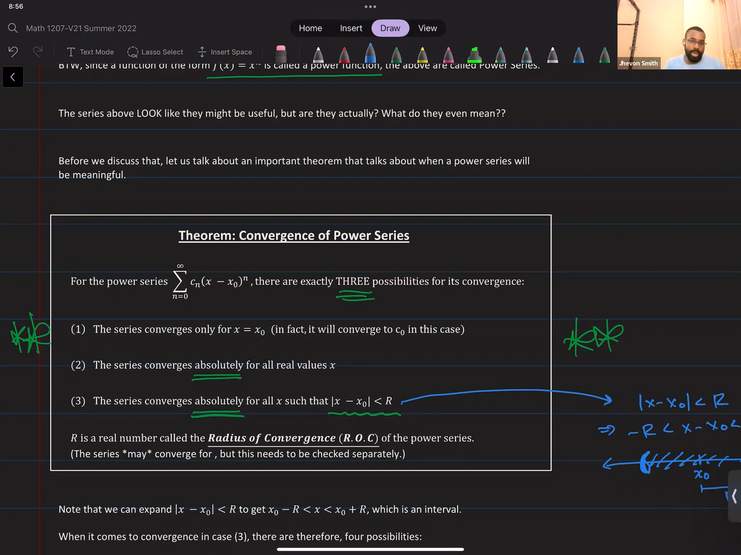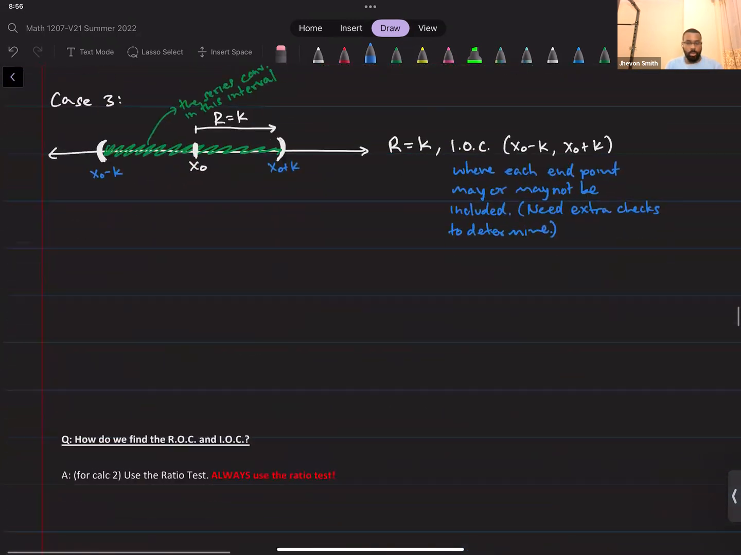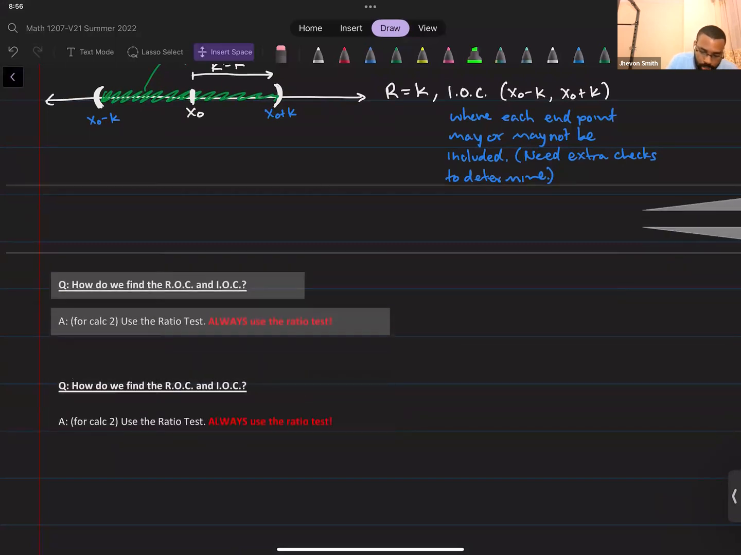No matter what I plug in for x, this is going to work. Or it can so happen that it will only work for a certain amount of x's that are on a certain interval. So within that interval, it will work. Outside that interval, it won't work. Now, the question might be, how would you go about finding a radius of convergence or an interval of convergence?